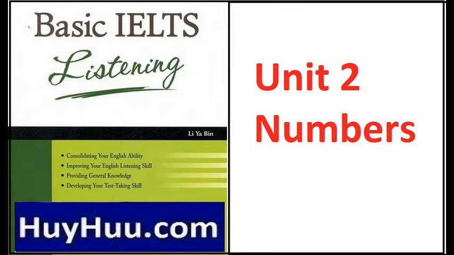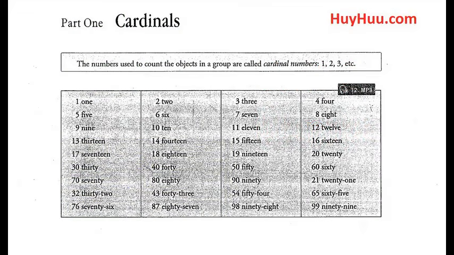Unit 2. Numbers. Part 1. Cardinals. The numbers used to count the objects in a group are called cardinal numbers.